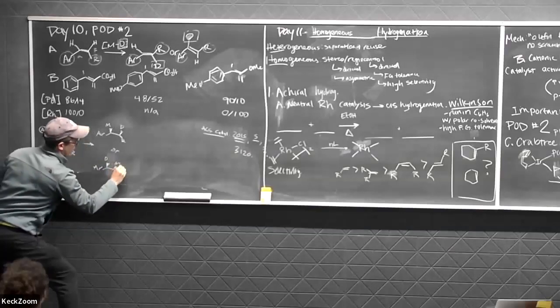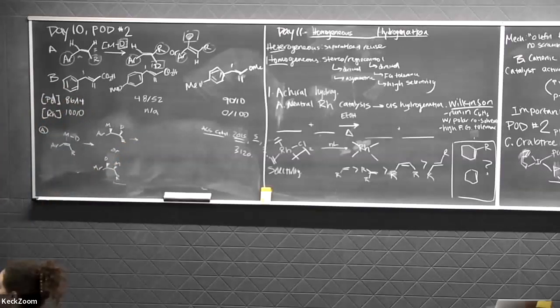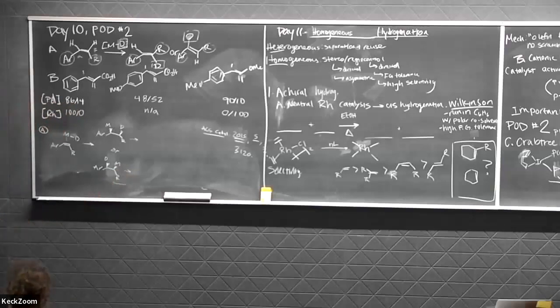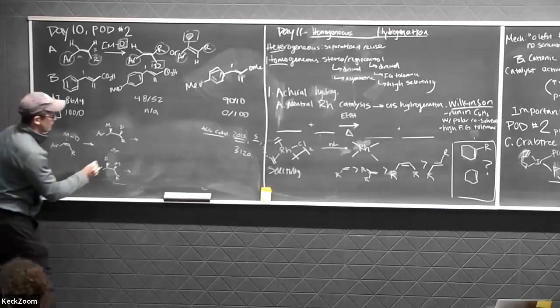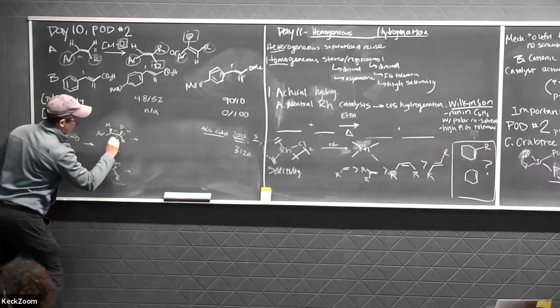Okay, now what? Reductive elimination to get to the product. Well, what's going to happen eventually to regenerate the alkene? Reductive elimination won't give us an unsaturated product. Junta, what do we think? Okay.